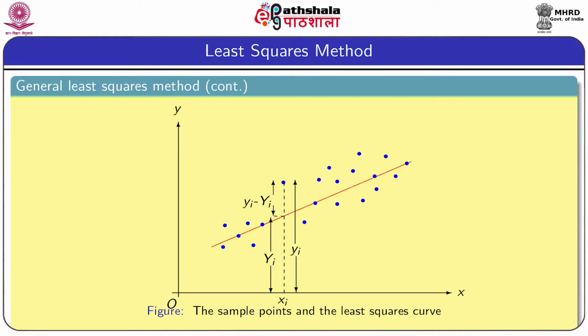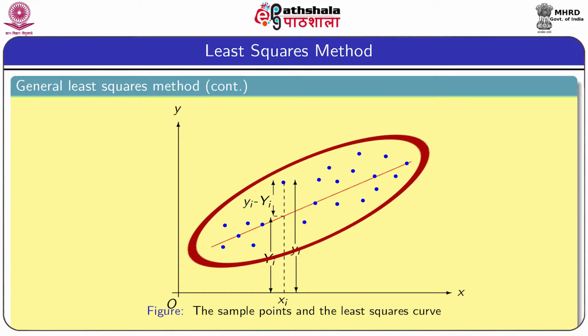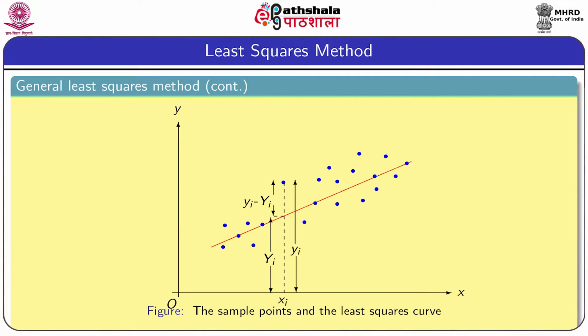So this diagram actually illustrates the given points and the least squares curve. In this diagram, the given set of points are drawn in blue color, and the approximate curve, here shown by a straight line, is drawn in red color. Note that few points lie on the curve and most of them are outside the curve. The point xi, yi is shown by a dotted line. The length of the dotted line is the actual value of y. That means this is the actual or true value of the given set of points.